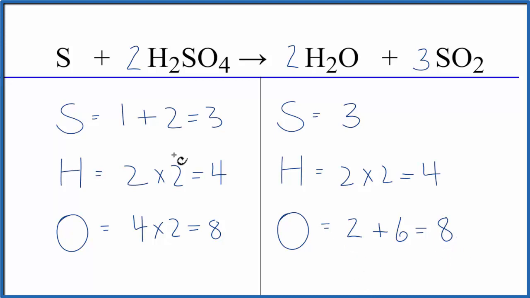This is Dr. B with the balanced equation for sulfur plus sulfuric acid gives us water and sulfur dioxide.